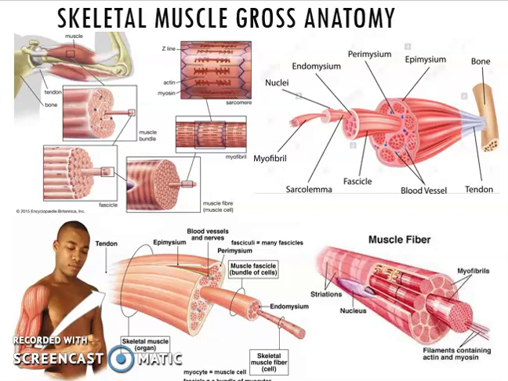Your bones have what are called origins and insertions. An origin is an attachment over the stationary end of a muscle, meaning it does not move, whereas the insertion is an attachment at the mobile end of the muscle, meaning that it does move. The origin is proximal to the insertion, and the insertion is distal to the origin.